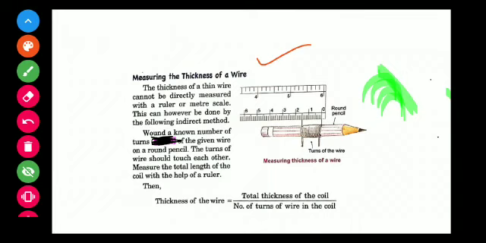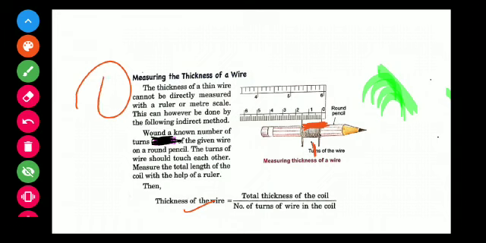Wind a known number of turns of a given wire on a round pencil. This is the example. We wind the given wire, whose thickness is to be measured, on the pencil. Then measure the total length, and divide this total length by the number of turns. You will get the thickness of the wire.